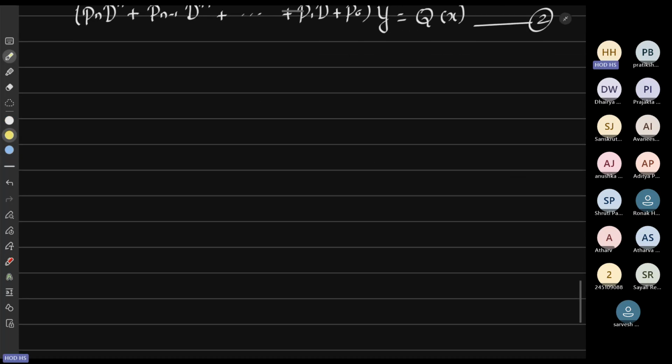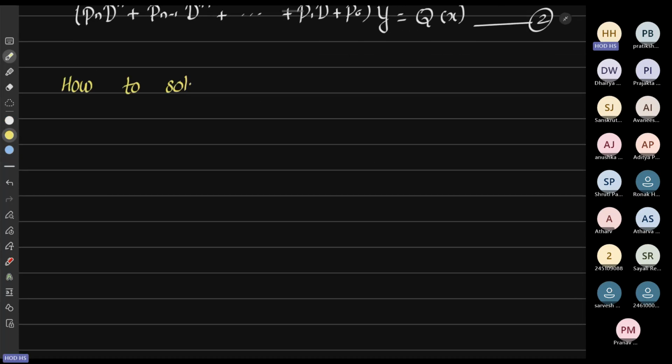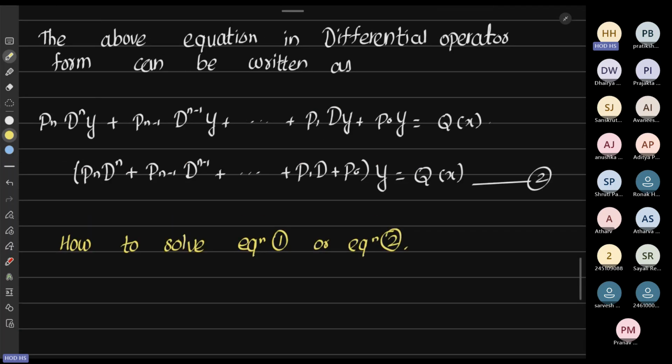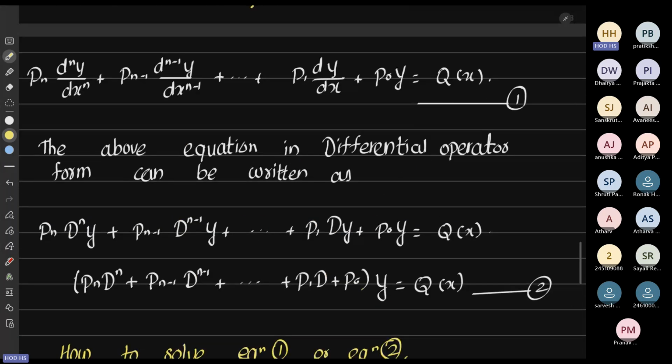Now we'll see how to solve equation 1 or equation 2. Notice that both the equations are the same, so solving equation 1 or solving equation 2 doesn't mean anything different. We are going to see an algorithm to solve these equations.